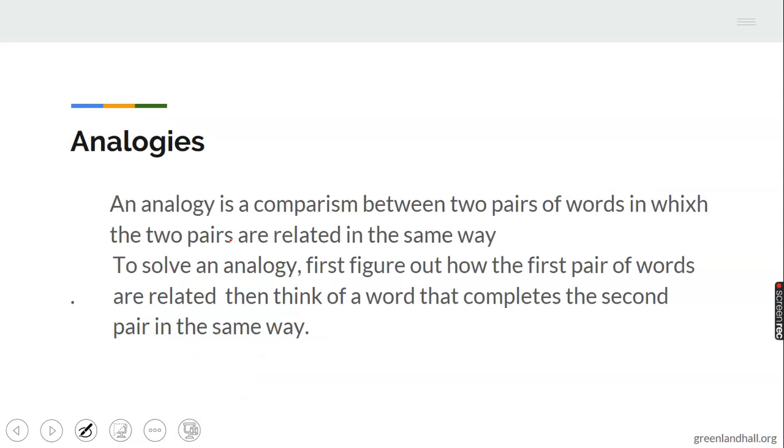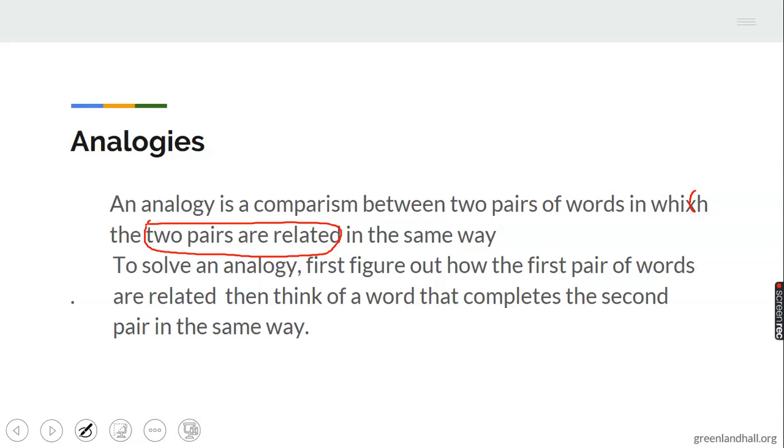Now, I will tell you more about analogy. An analogy is a comparison between two pairs of words in which the two pairs are related in the same way. Two pairs are what? Related. They are related somehow. When you talk about analogy, when you look at it critically, you figure out and find out what are the words that are related. What is related to this particular word that has been pinpointed? Out of this list of other words I have, which one is related to this other one that is singled out?